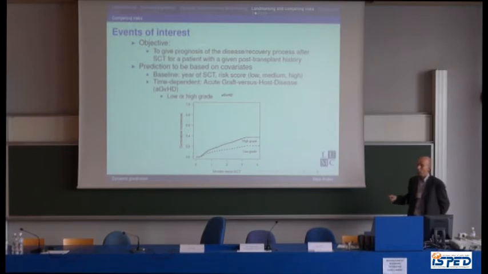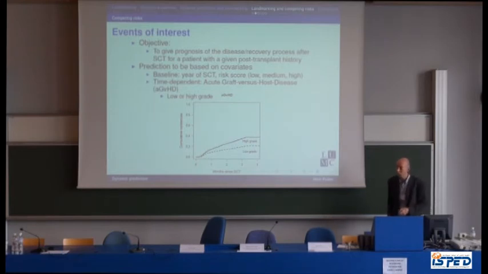The objective in general terms is to give a prognosis for a patient with a certain post-transplant history. So we know something after transplantation. The prediction is to be based on baseline covariates. I've only selected two to keep it simple: the year of stem cell transplantation and a risk score, which has already been defined. The risk score is based on age, gender, the combination of donor and recipient, etc. So it's based on several covariates. There's a low, medium, and high risk, and there's one time-dependent covariate, and that's acute graft-versus-host disease. Thomas already mentioned that as well.